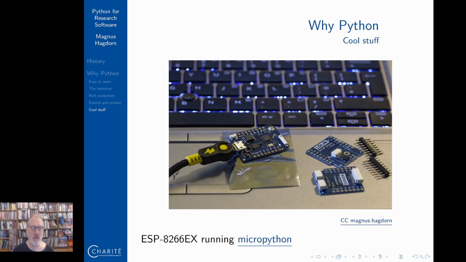So finally, you can also do really cool stuff using Python. The example here is a microcontroller that comes with Wi-Fi and a whole bunch of GPIO pins where you can attach sensors to it. And you can boot that straight into MicroPython, and you can write your firmware for that microcontroller in Python. It's really super nice. Those things are not too expensive and a great way of exploring physical computing.